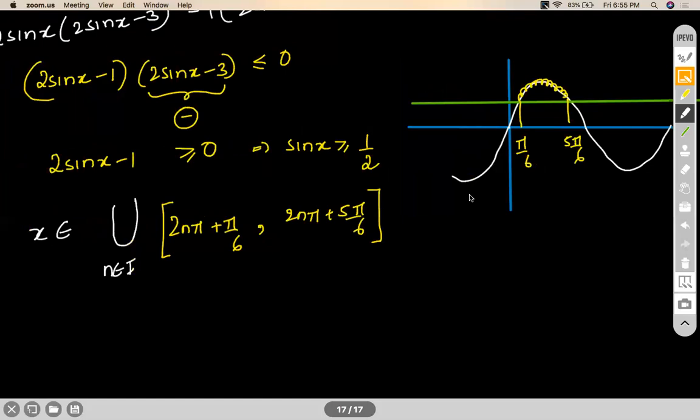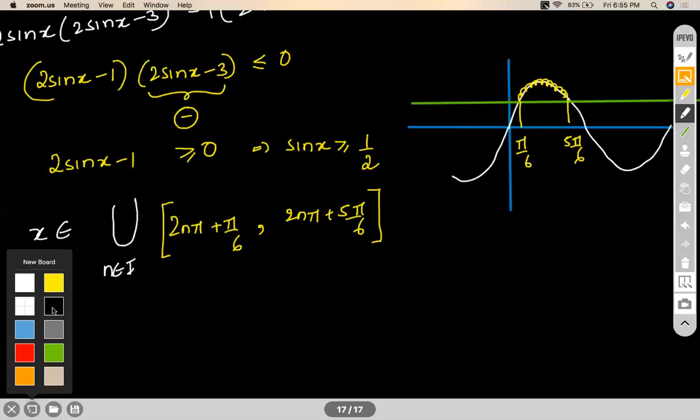Is that clear? Guys, this was easy question. I don't know why you... Yeah, Sanjana, you just have to add 2n pi to both the intervals. Come on, guys, this was solvable. This was highly solvable. Okay, no problem, no problem.